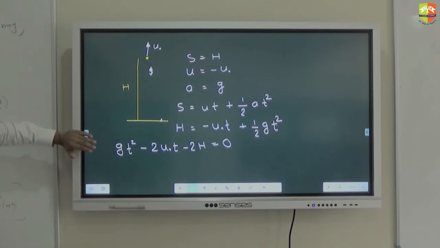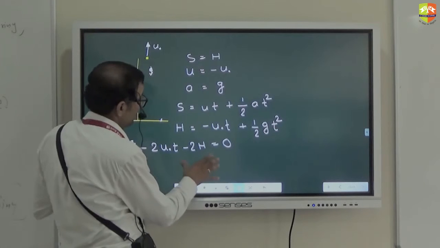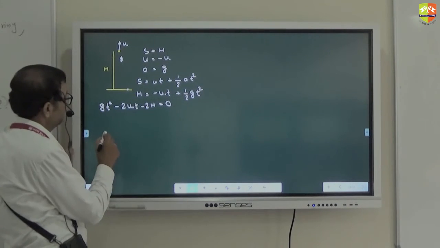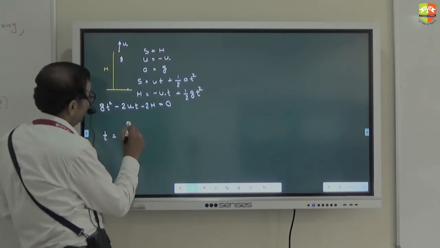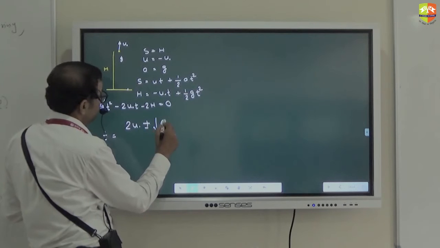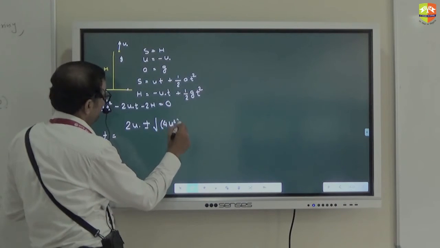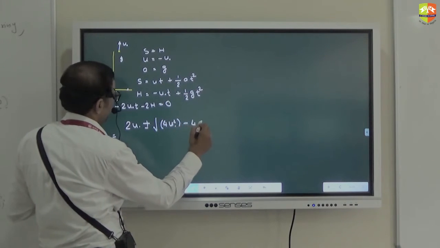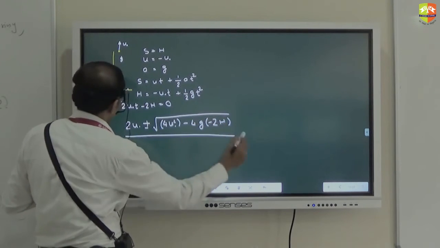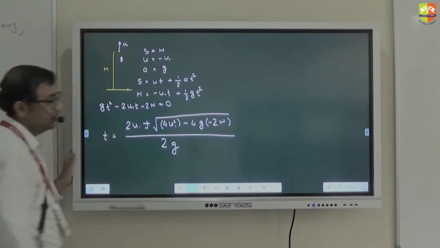Minus b plus minus root of b square minus 4ac, by 2a. You have heard about solving a quadratic equation? What is the value of t now? Tell me how you get it. t will be equal to 2 u naught plus minus under root of 4 u naught square. This is the value of t.